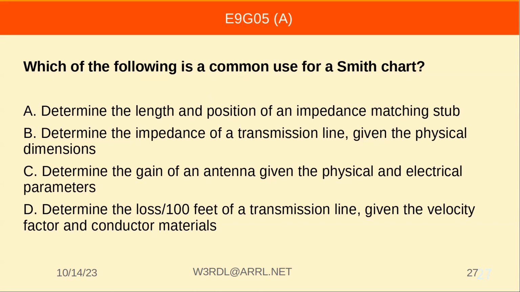All right. Which of the following is a common use for a Smith chart? Alpha.